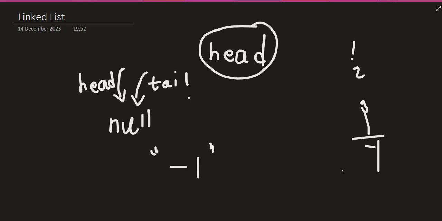This is my second rule. If I enter -1 as an input, I should stop taking the input in the linked list. This is my second rule.